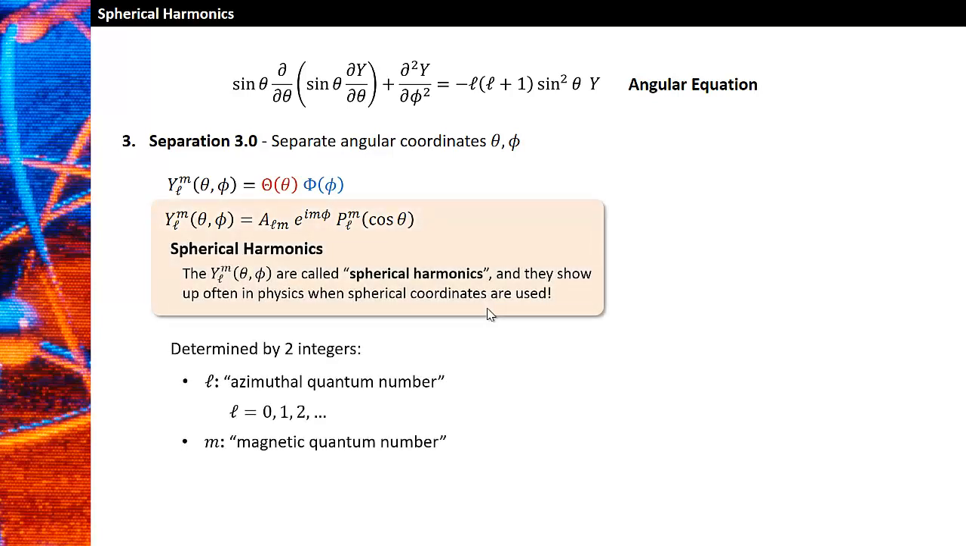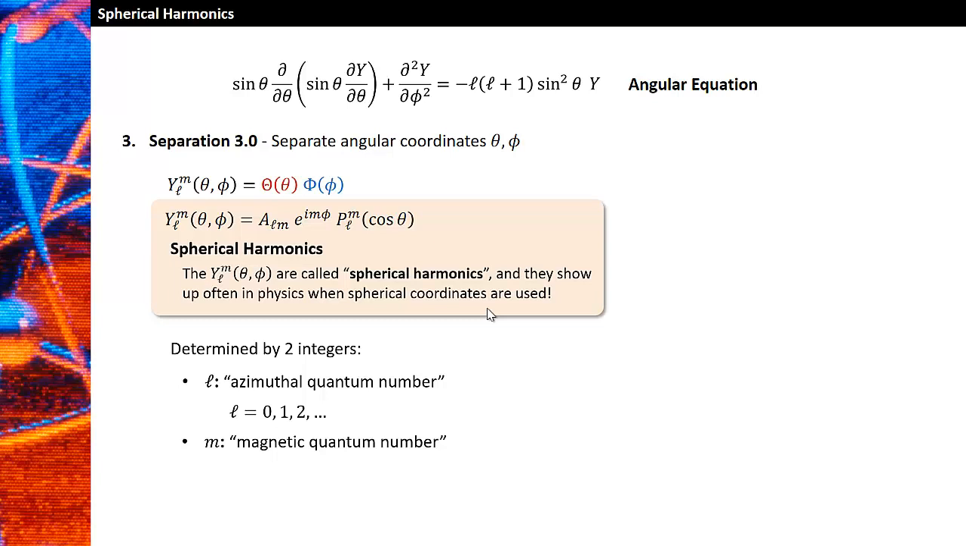These quantities here are what we call spherical harmonics. And spherical harmonics show up a lot in physics. They usually show up whenever you have spherical symmetry involved and you're interested in what's happening in the angular coordinates of spherical geometry. We already talked about there are these two integers, L and M. Let's dig in a little bit more to them.